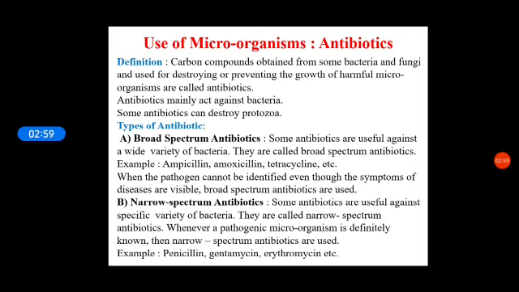The second type is narrow spectrum antibiotic. These are the antibiotics which act against a specific variety of bacteria, hence called narrow spectrum antibiotics. Whenever a pathogenic microorganism is definitely known, then narrow spectrum antibiotics are useful. Examples of narrow spectrum antibiotics are penicillin, gentamicin, and erythromycin, etc.